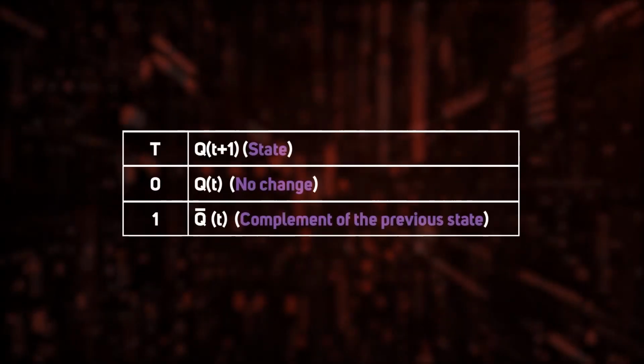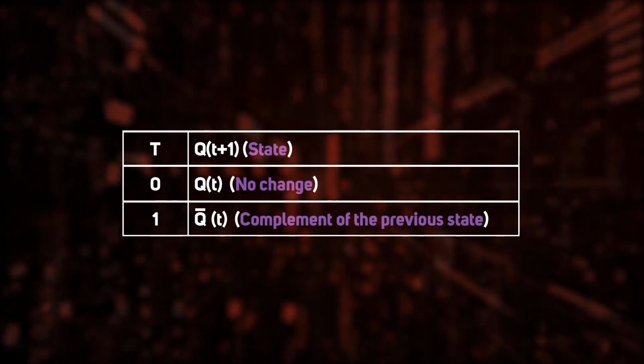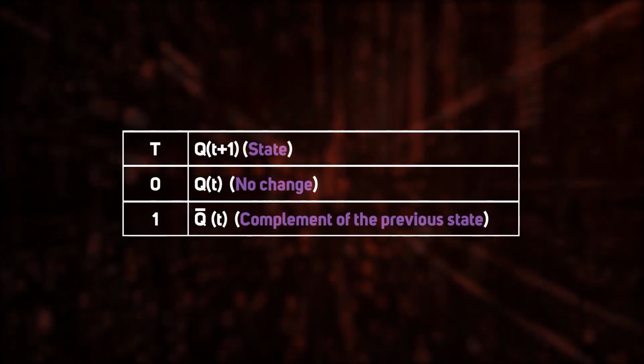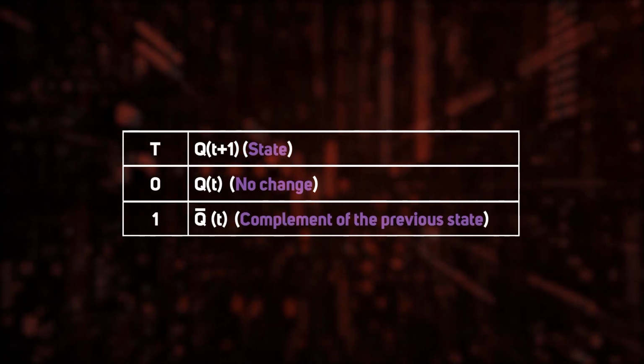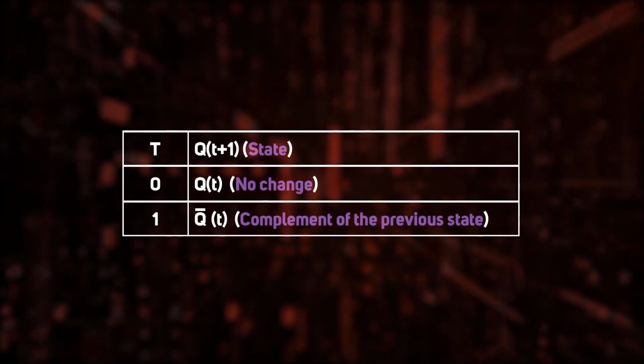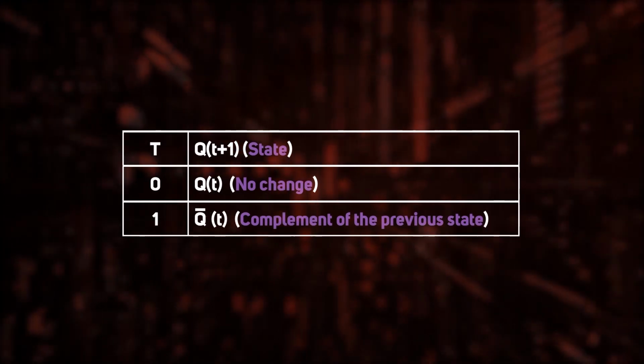Now, here is the characteristic table of the T flip-flop. See the table. The first row says the state of the flip-flop remains 0 when the input to the T flip-flop is low, and the second row indicates that the flip-flop complements its state when the input is in a high state. With this, we have come to the end of this session.